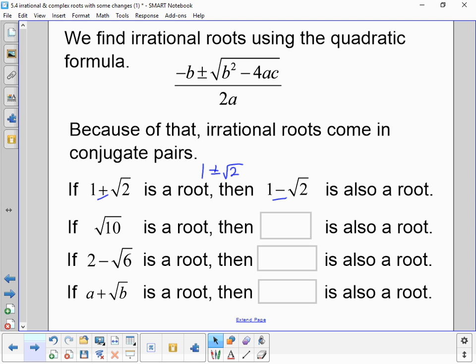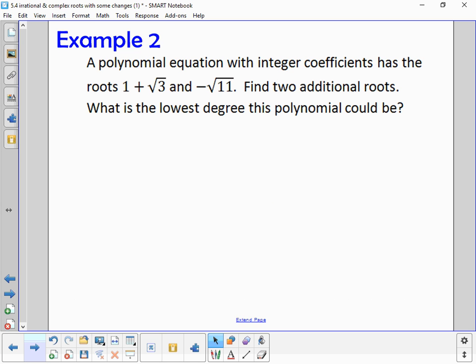So if root 10 is a root, then also we would have negative root 10 as a root. If 2 minus root 6 is a root, then another root would be 2 plus root 6. It's always in pairs. And so in general, if a plus root b is a root, then we would also have a minus root b. So we can use this property if we know some of the roots to find other roots.